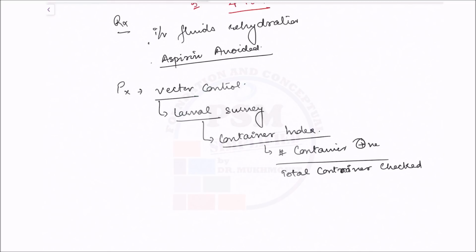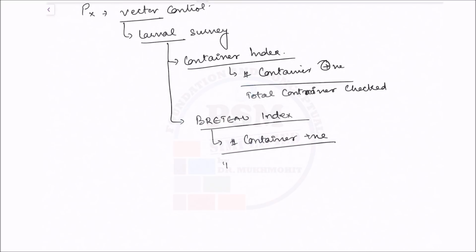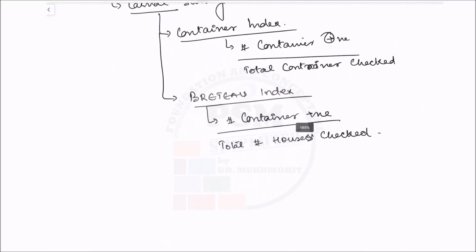Or we can end up finding out something known as the Breteau index, B-R-E-T-E-A-U. Breteau index is again similar to the container index. It is the number of containers positive divided by the total number of houses checked, or houses surveyed in the area. That is known as the Breteau index, and these are used for larval surveys.